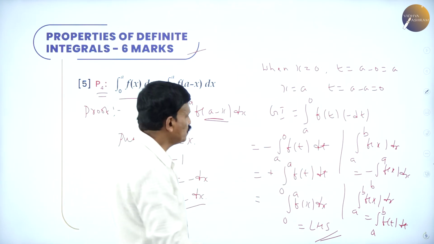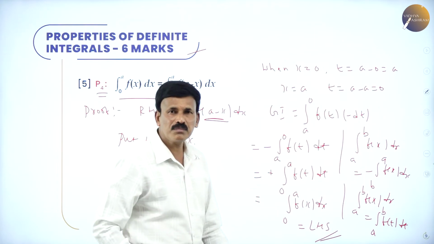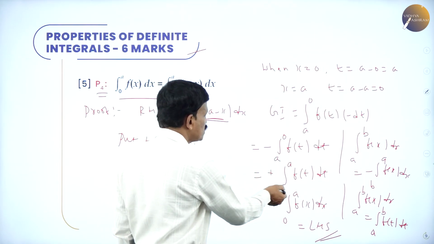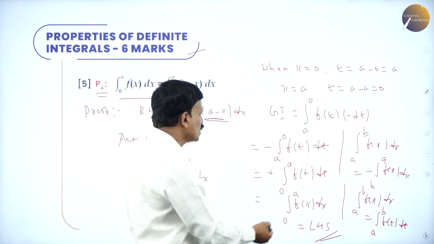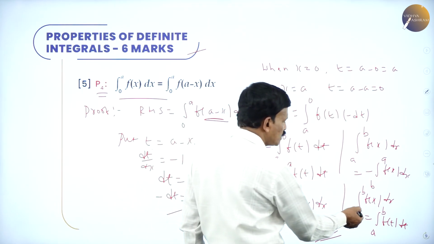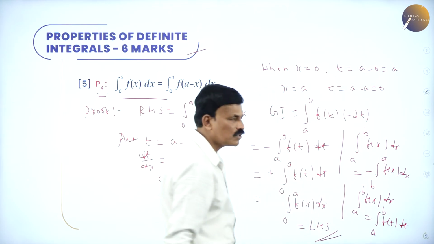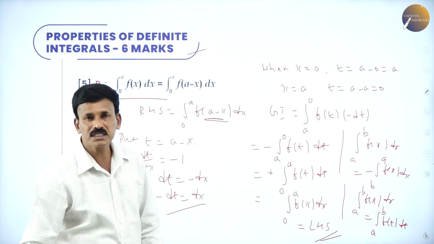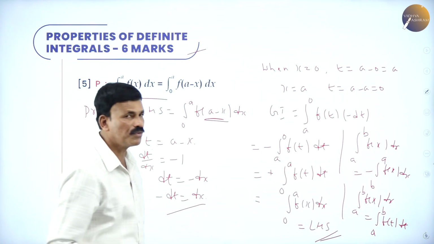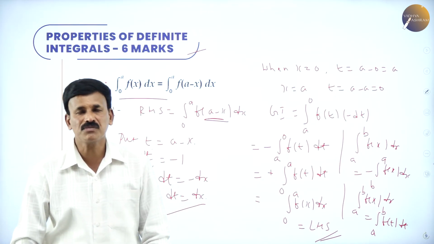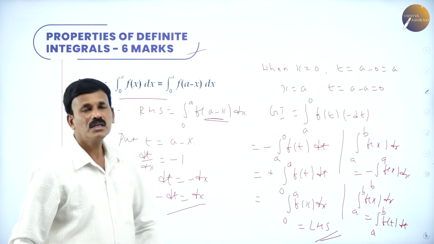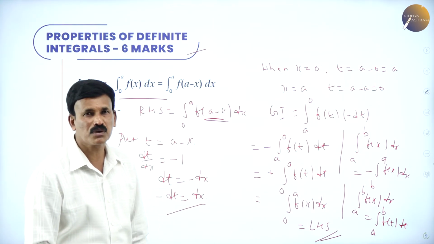According to the property, if you interchange the lower and upper limit, then this reduces to plus, and a to 0 becomes 0 to a f of t with a positive sign. Then according to the first property, integral a to b f of x dx is also equal to f of t dt, interchanging the variables. 0 to a f of x dx, that is the required LHS. Followed? This is also a very important property. Now, let us take a few problems based on these properties.